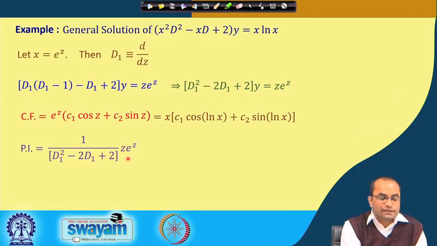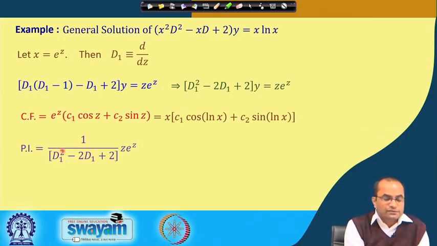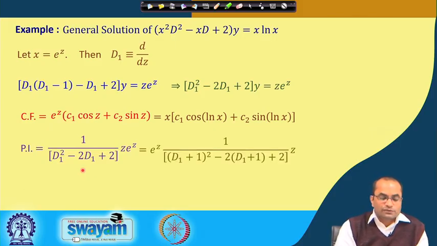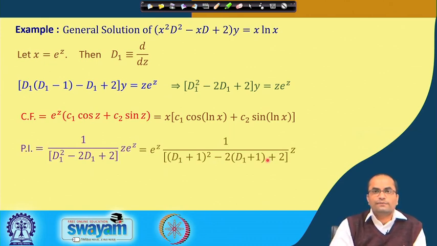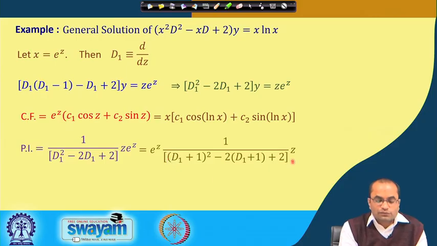That is, e power z times some function of z. So, this e power z we can bring to the left hand side, and as a result D1 will be replaced by D1 plus 1. That is what we have done here: e power z we have taken out of this operator, and D1 is replaced by D1 plus 1. That was the direct formula which was discussed already in the previous lecture, and now we need to only apply this on this z here.